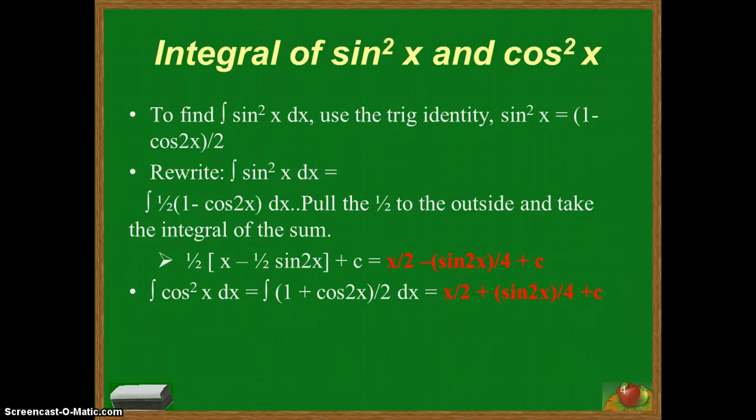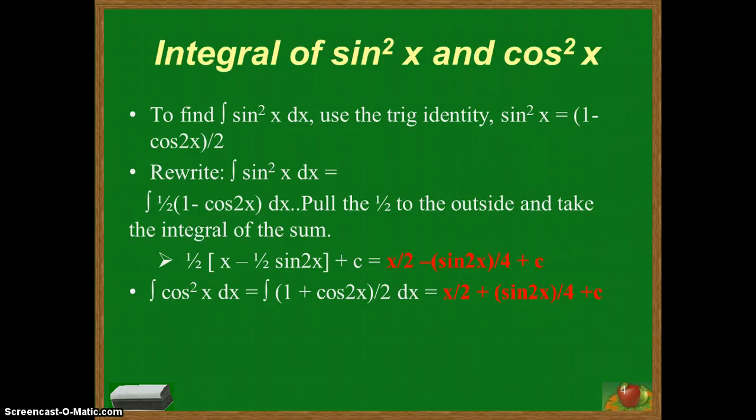So now, if we rewrite the integral of sine squared of x dx to be the integral of 1/2 times 1 minus cosine of 2x dx, we pull the 1/2 to the outside because that's our k, and take the integral of the difference. I get 1/2 times the integral of 1, which is x, and the integral of cosine of 2x would be negative 1/2 sine of 2x, plus c. Distributing the 1/2, we're looking at x over 2 minus the sine of 2x over 4, because there's another 1/2 in front of the sine of 2x, plus c.